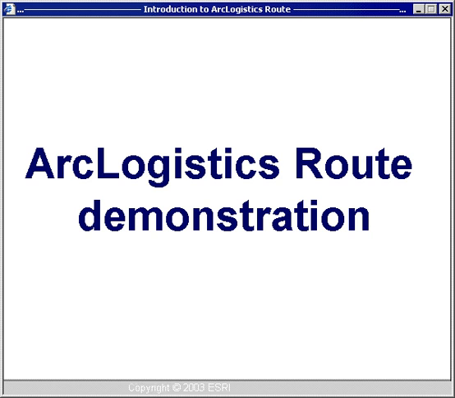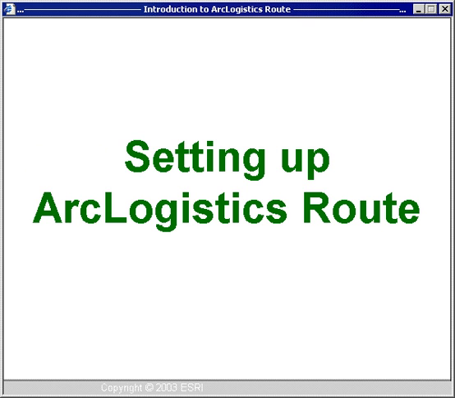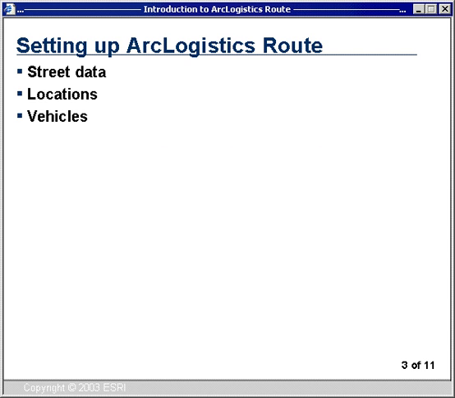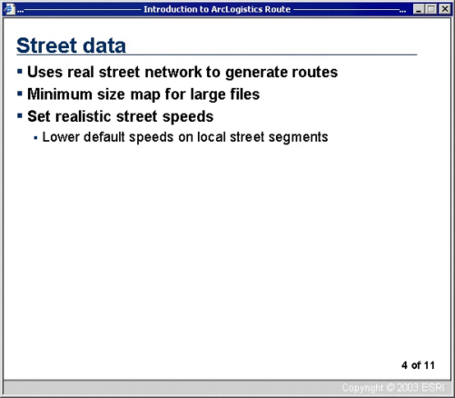Now that we've seen what ArcLogistics Route can do, we need to discuss how to set up ArcLogistics Route. ArcLogistics Route needs to be set up correctly in order to generate efficient routes. The setup is designed to allow you to model your real-world situation, and you should try to use realistic values. To start off with, we'll look at setting up the street data. This will be followed by examining locations, and then one of the most important variables to set up, which is vehicles.